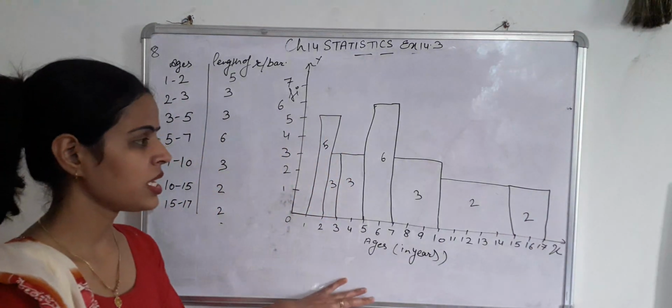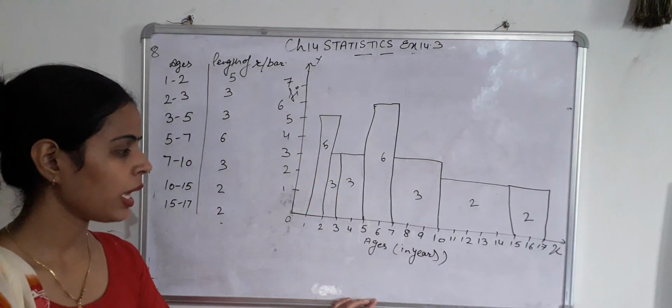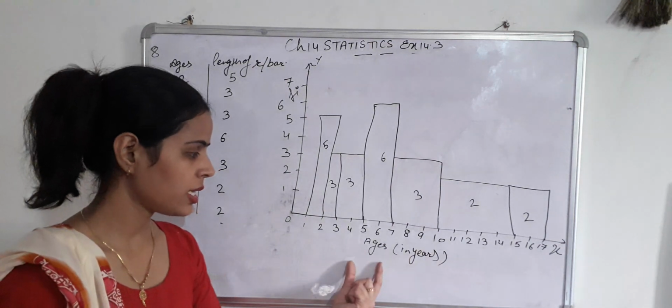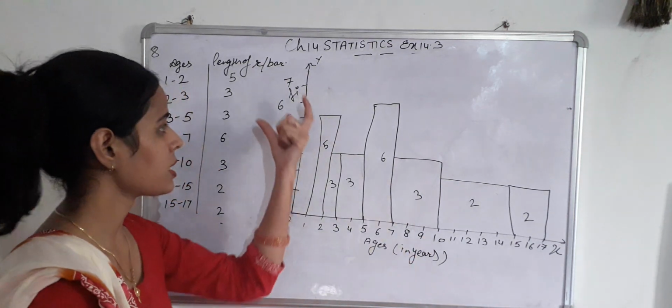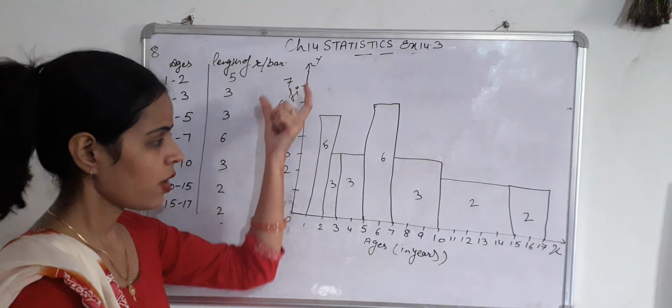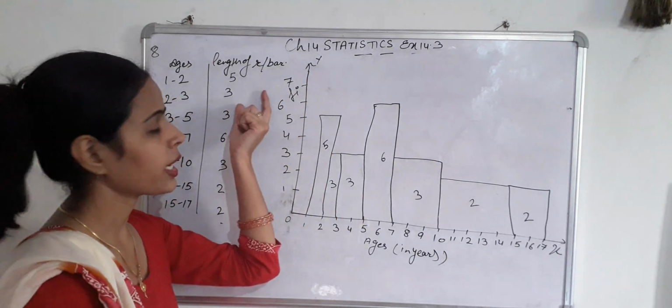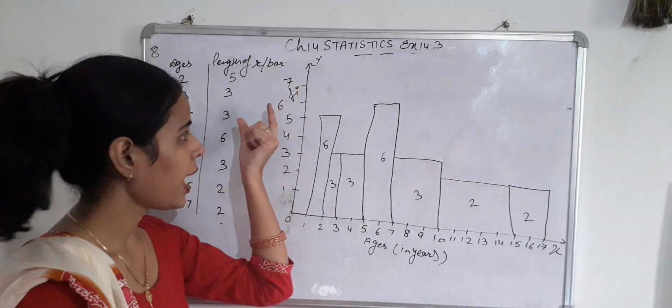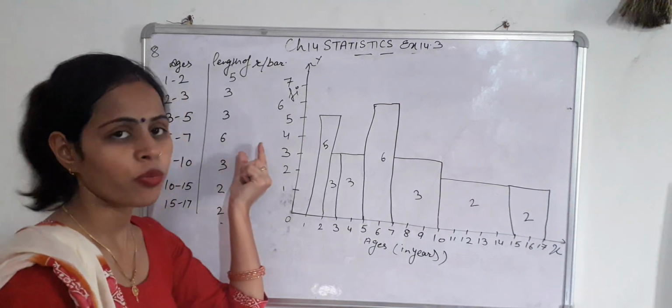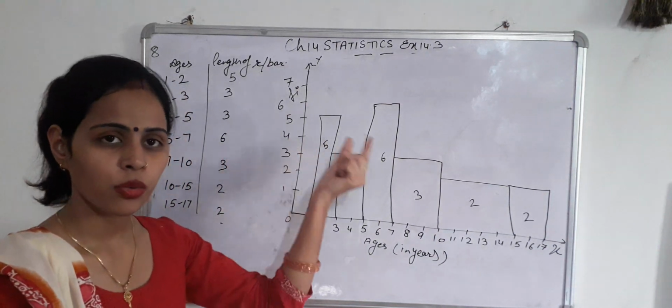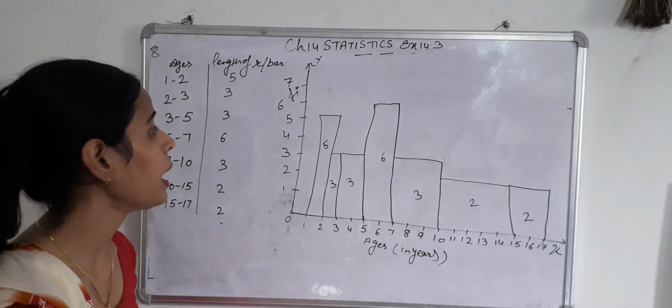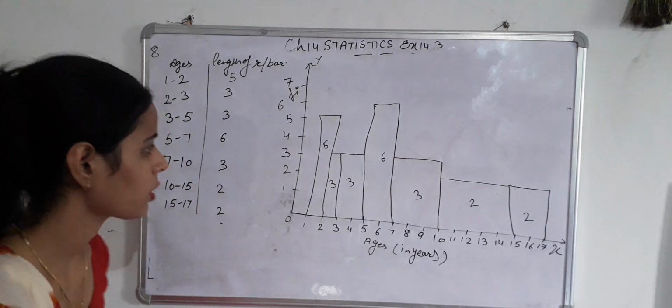Now our histogram is complete. For question number 8, the x-axis shows ages in years and the y-axis shows the given frequency. First find the length of the rectangular bar with the help of frequency upon width into lowest width. Question number 8 is complete.